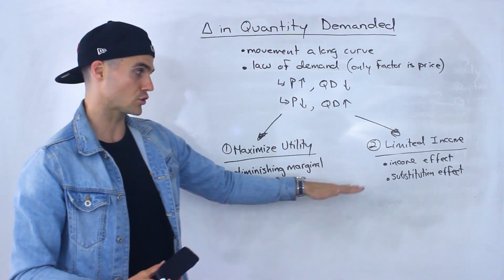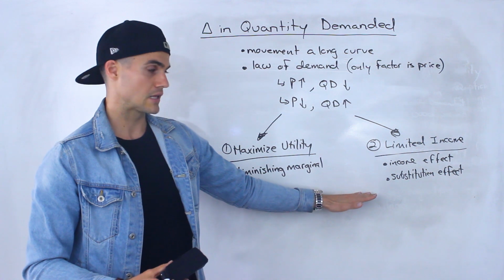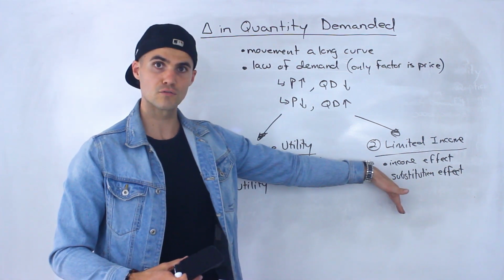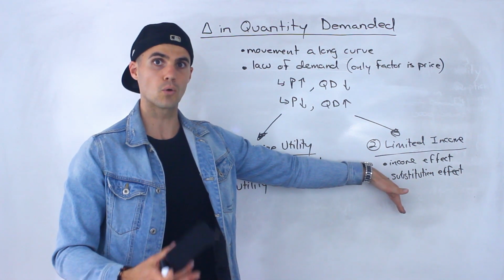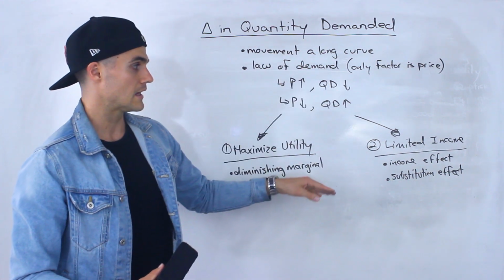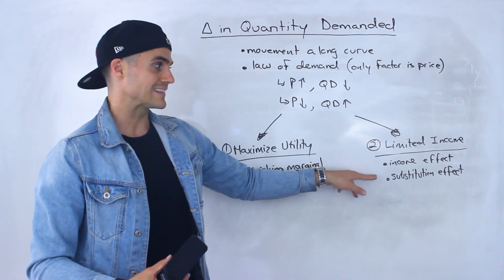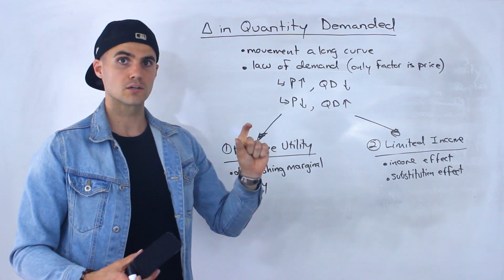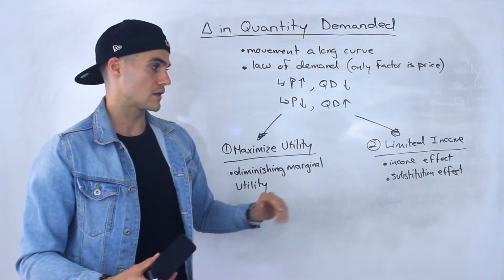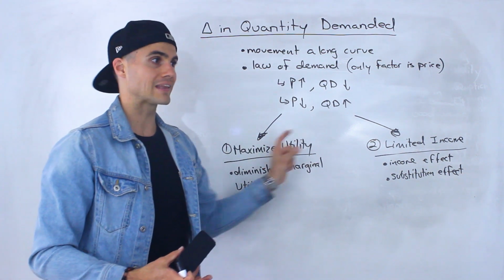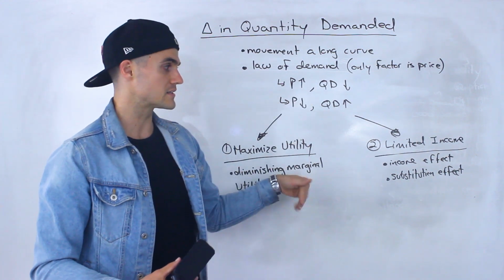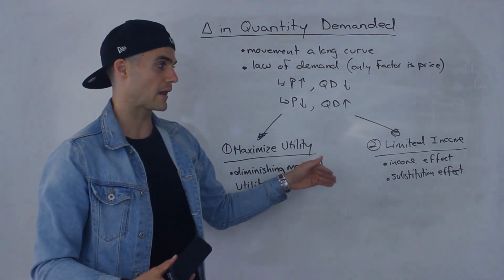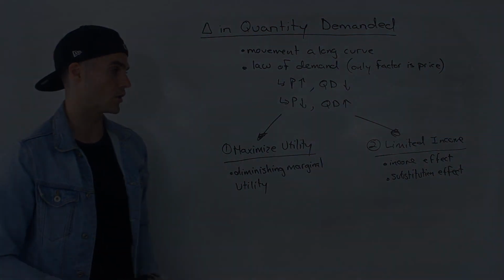So if the original good or service goes down in price, then the quantity demanded for that good or service is going to go up. And then if a related product goes down in price, then the quantity demanded for that related product is going to go up, and then the quantity demanded for the original product is going to go down.